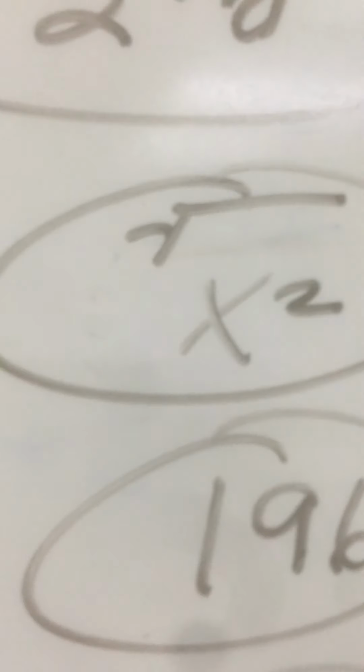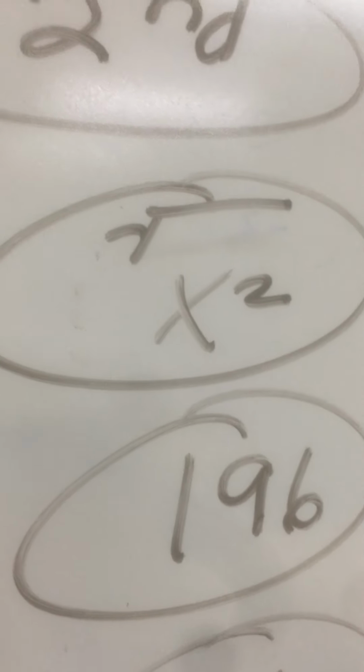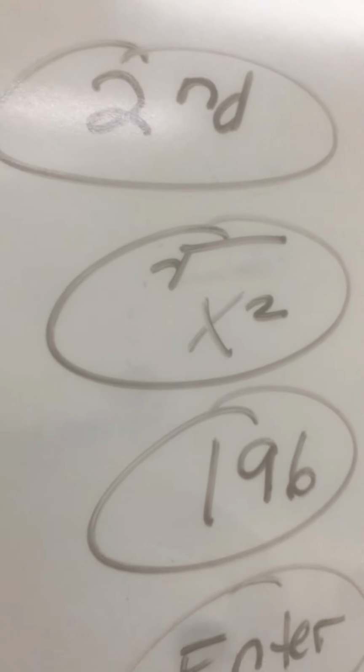And just to note, this square root symbol, this is going to say x squared, but there's a square root symbol above it. But the second button lets us do these functions and it works out. So just make sure that we know that.